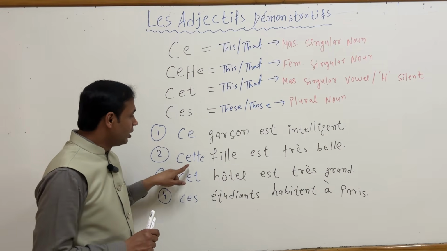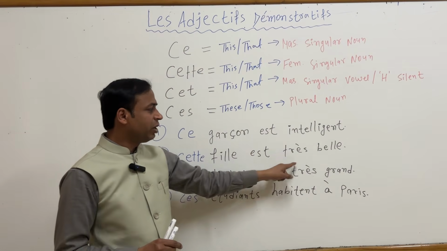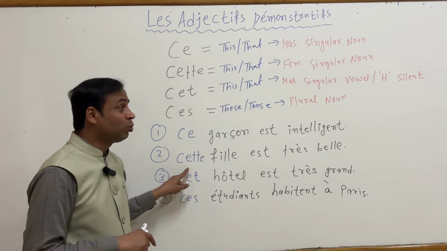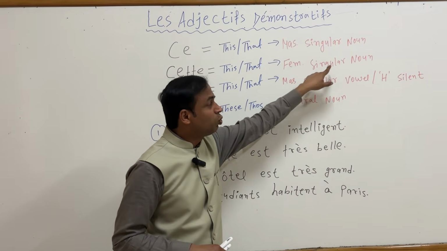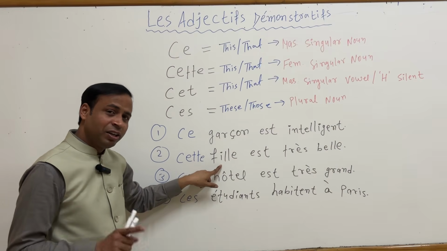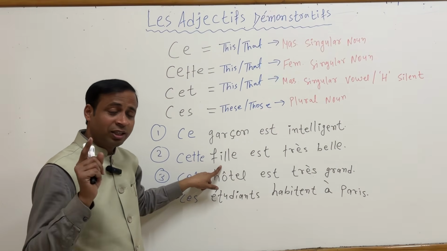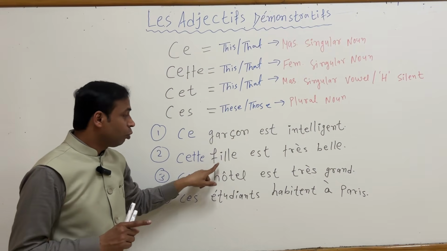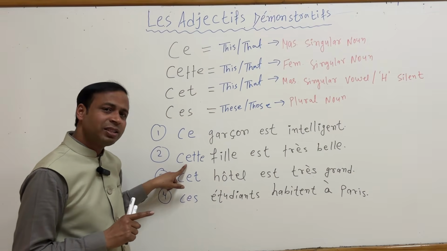Second example, cette fille est très belle. This girl is very beautiful, okay. So why have I used cette? As per the rule, cette will be used before a feminine singular noun, and here fille is a girl and a singular noun. So fille is a feminine singular noun, that is why I am using cette here.